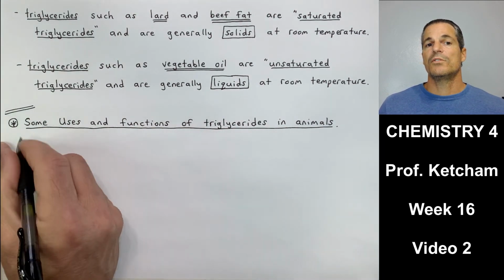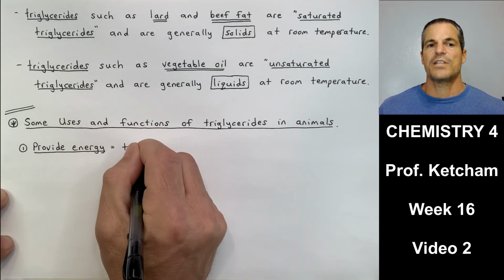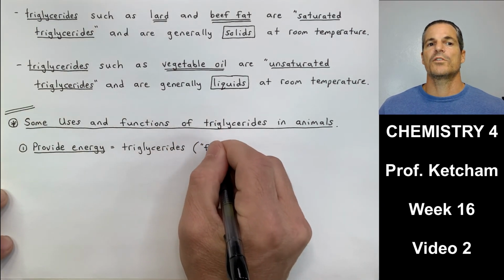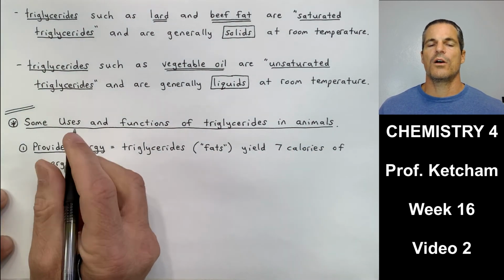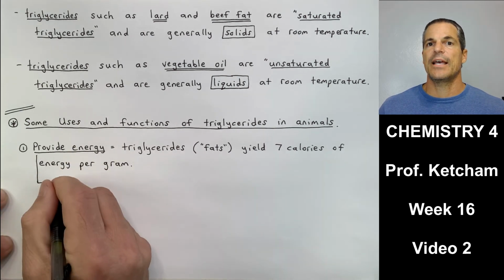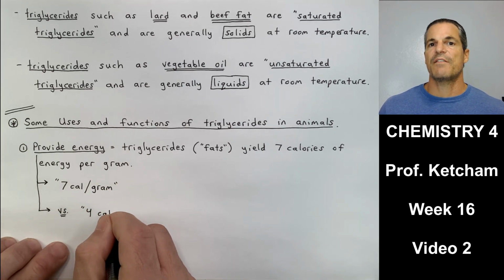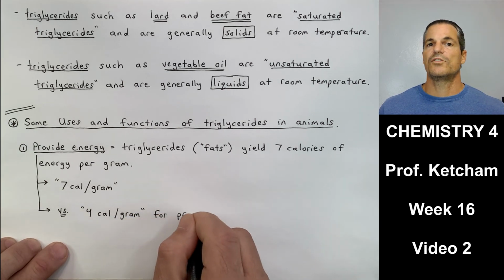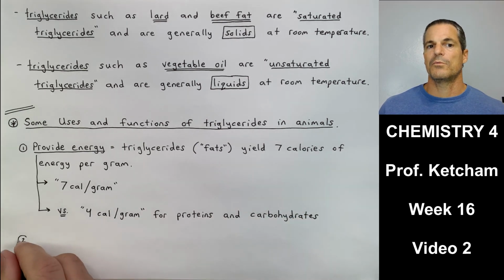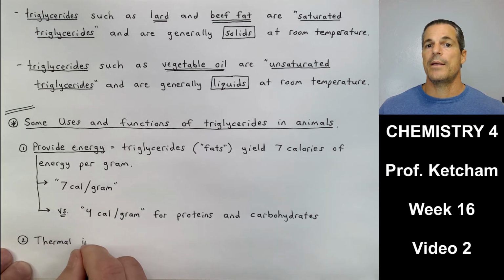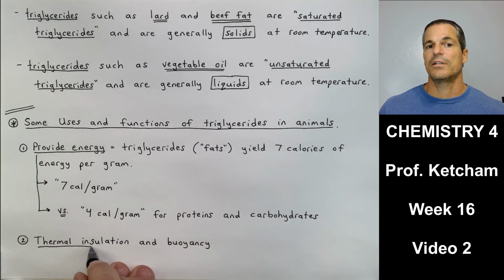All right, so some uses and functions of triglycerides in animals. I've already talked about one, which was protection, protecting all their internal organs. We'll talk about that one when we get to it. The first one is to provide energy. When we eat fat, or stuff that has lard or butter or any type of fatty lipid-like material, these triglycerides yield 7 calories of energy per gram. Versus when we consume proteins or carbohydrates, for every 1 gram, we're only able to derive 4 calories of energy from it. So if you really want energy for the least amount of stuff that you're eating, you'd want to eat fat because 1 gram of fat provides you with 7 calories of energy.